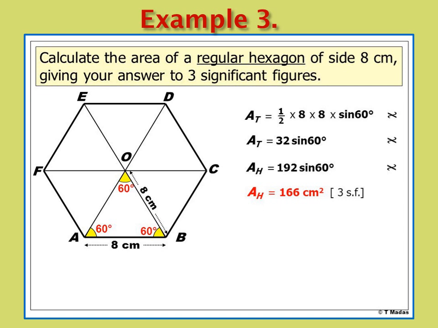And therefore, we can use half ab sine theta to get the area of this triangle OAB. So in this case, we'll pick 8 and 8, and the included angle is 60 degrees. So we say the area of this triangle is a half times 8 times 8 times sine 60, which is going to give us the total area as 166 centimeters squared.